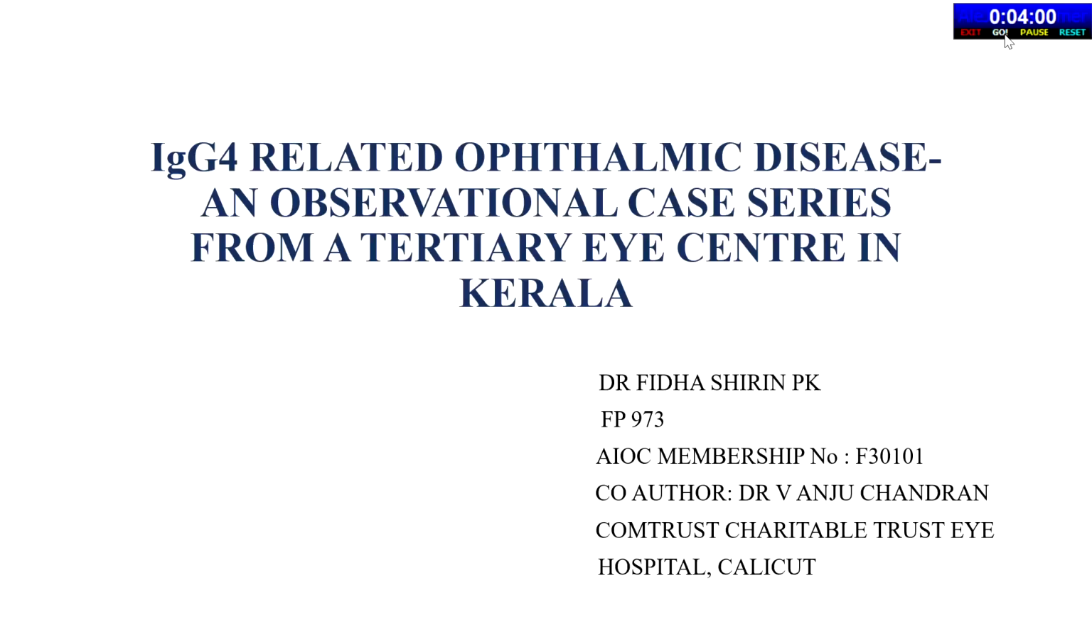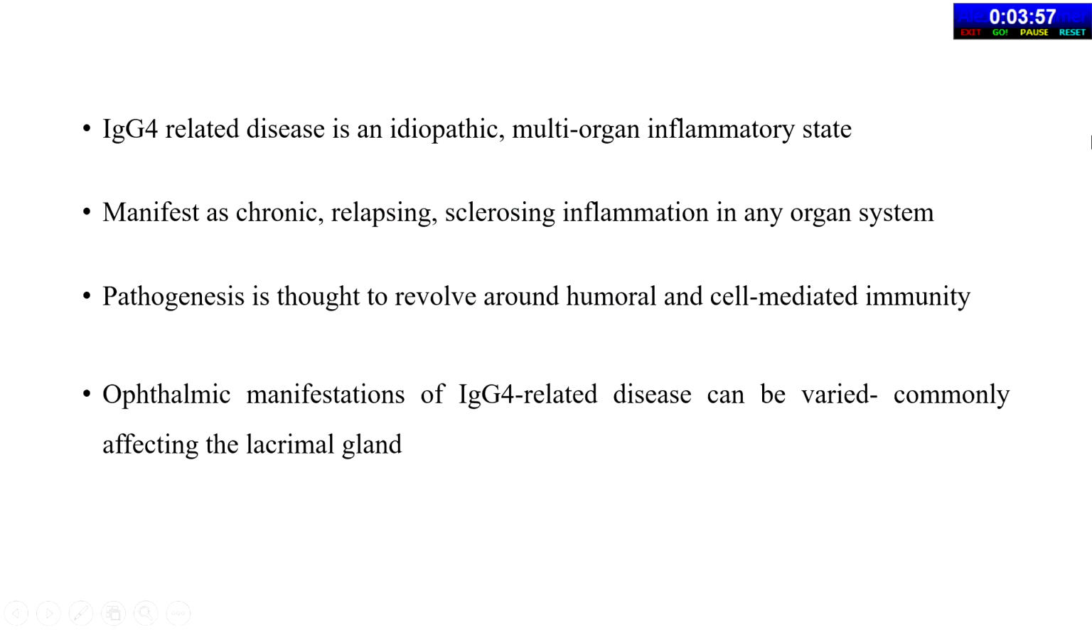My study is on IgG4 related ophthalmic disease, an observational case series from a tertiary eye center in Kerala. As we know, IgG4 related disease is an idiopathic multi-organ inflammatory state. It manifests as chronic relapsing sclerosing inflammation in any organ system. The pathogenesis is thought to revolve around humoral and cell-mediated immunity. The ophthalmic manifestations of IgG4 related disease can be varied, most commonly affecting the lacrimal gland.